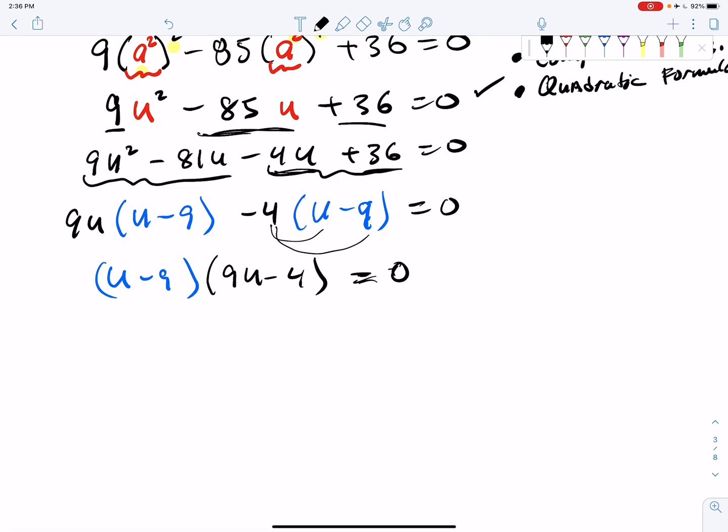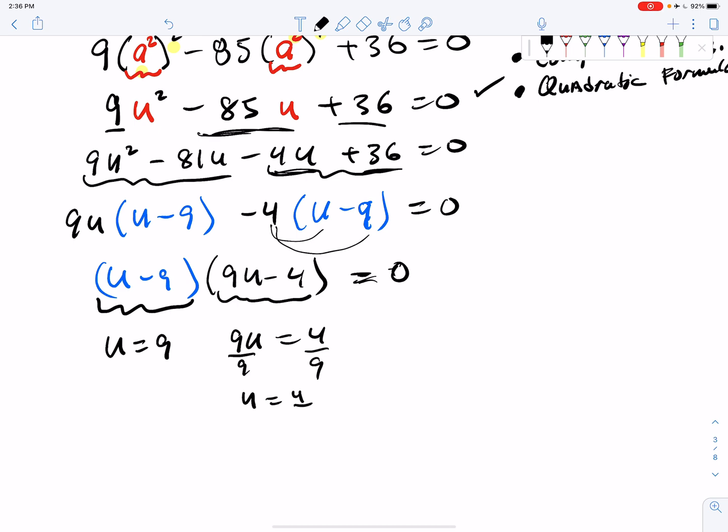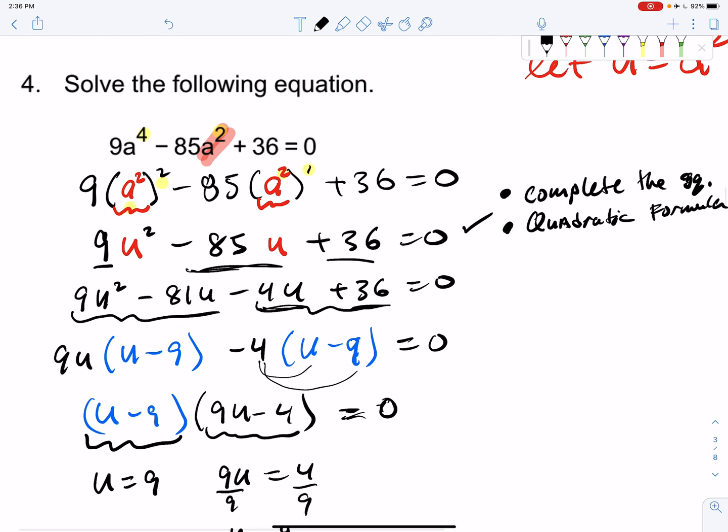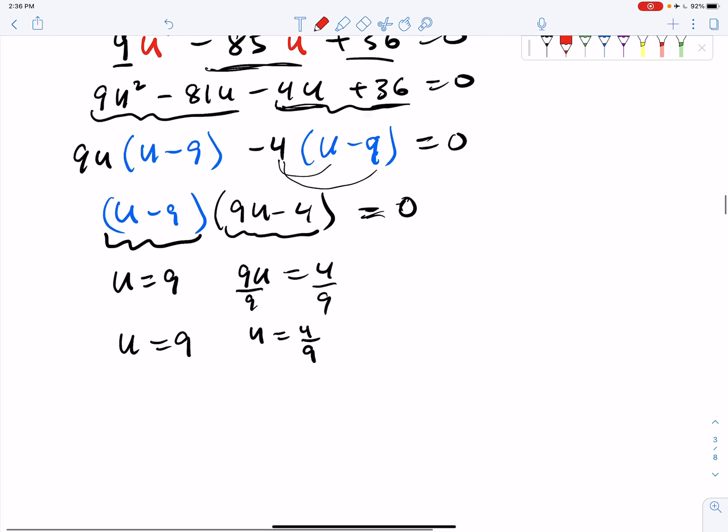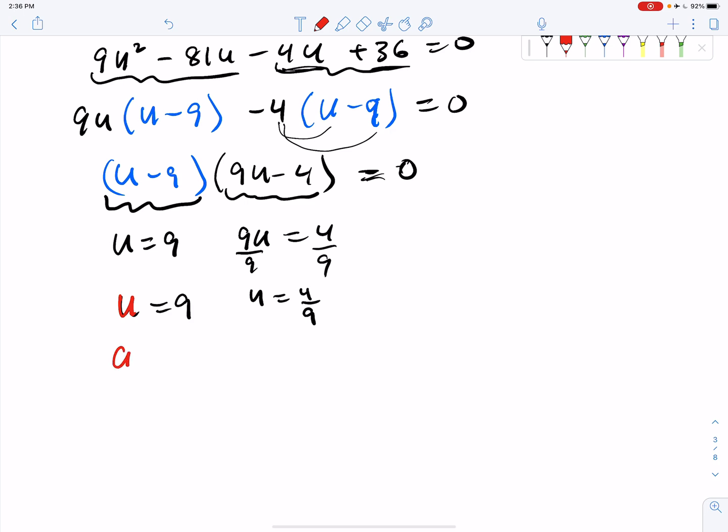Okay, so anyhow, we have solved for u. Use the zero factor property. Set the first factor equal to 0, and u equals 9. Set the second factor equal to 0, and we've got 9u equals 4, divided by 9 on both sides, and we get u equals 4/9. Okay. So here are my two answers for u, but what was the original problem? I want to solve for a. So I go back to this original piece, and wherever I see a u, I replace that u with a squared.